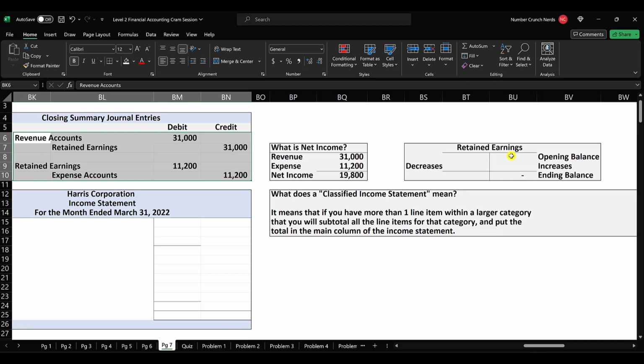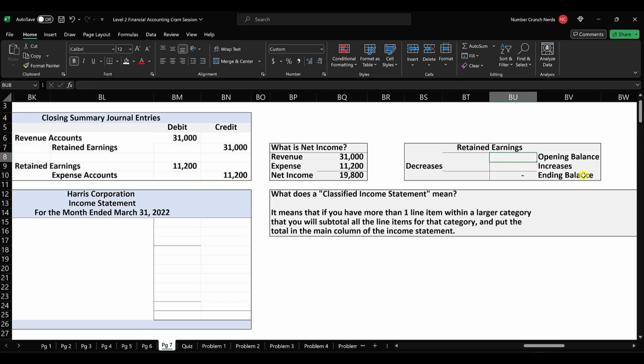We know that the opening balance is 0 because this is the first year that the company is in existence. If you recall, in our general ledger, I had said there's no T account there because this was the first year that the company was in operations. So beginning balance is 0. Increases, we know that is net income because revenue and expense are closed to the retained earnings account. So we know that increases are 19.8.